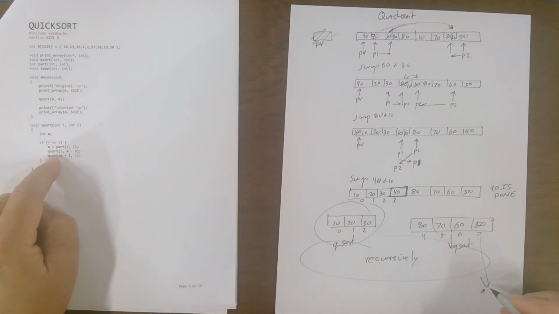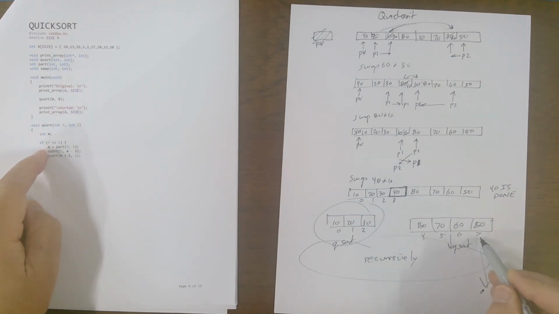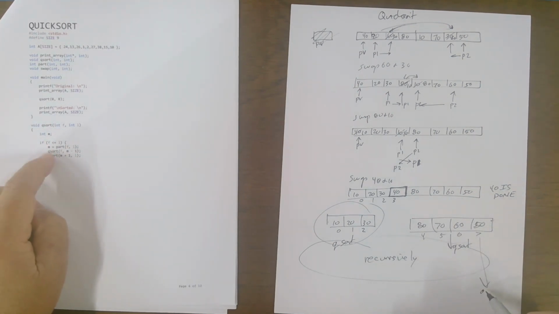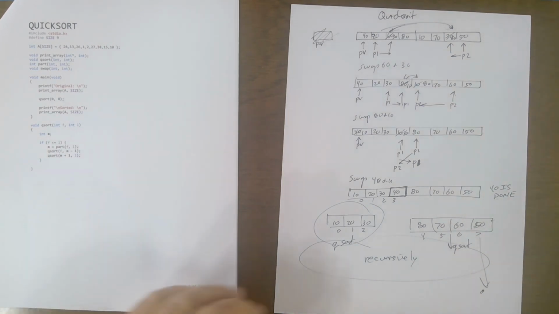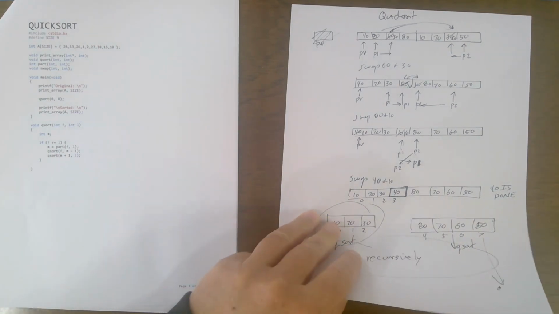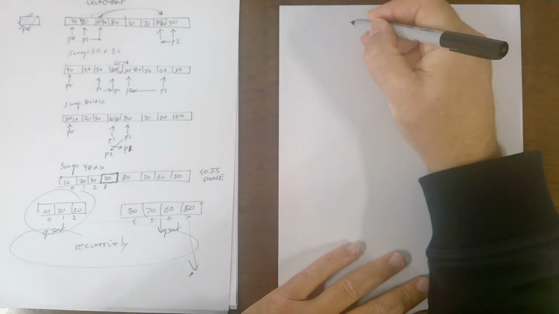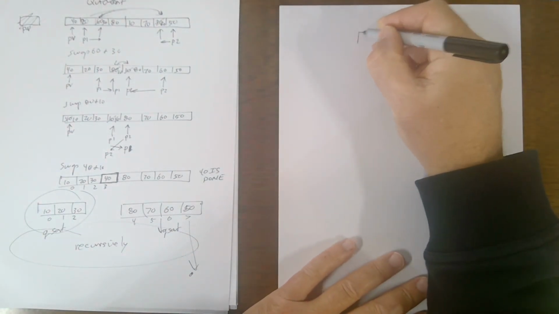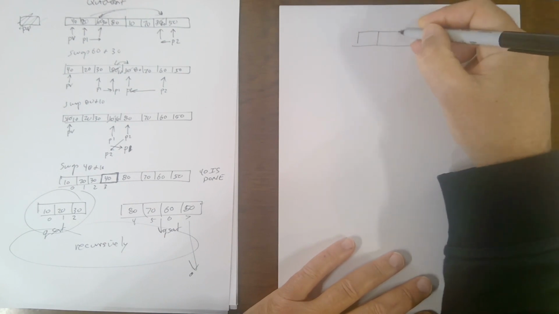We're going to call quicksort on this guy. It'll come back into here from 4 to 7, and the first thing that'll happen is a partition. I want to give you another example of a partition. So let's see what happens.